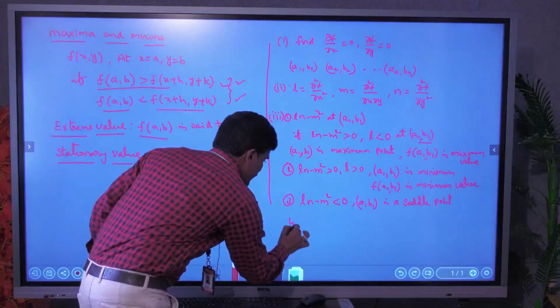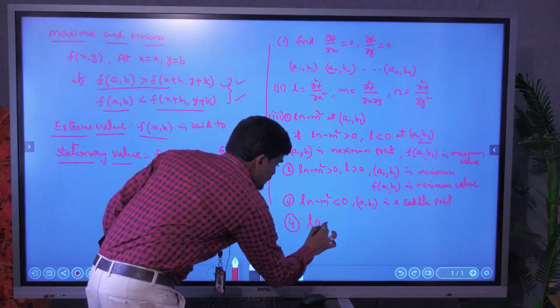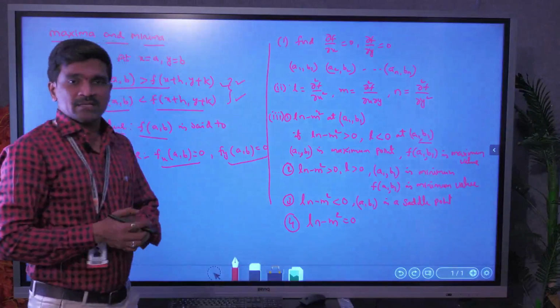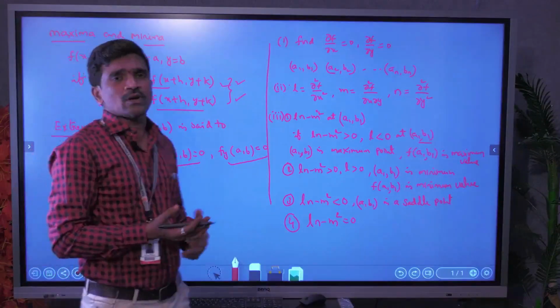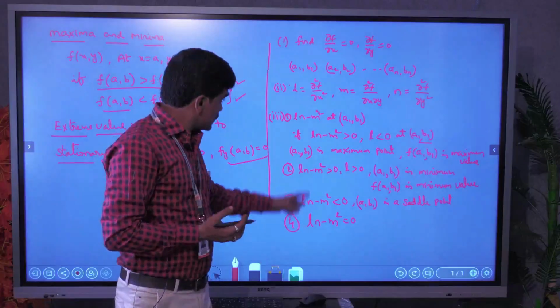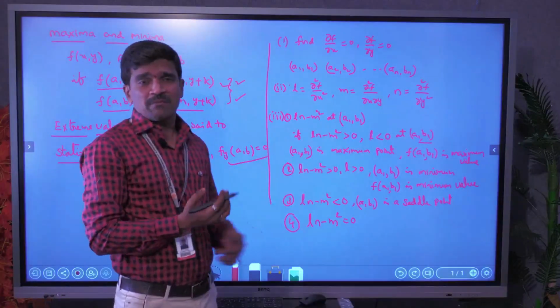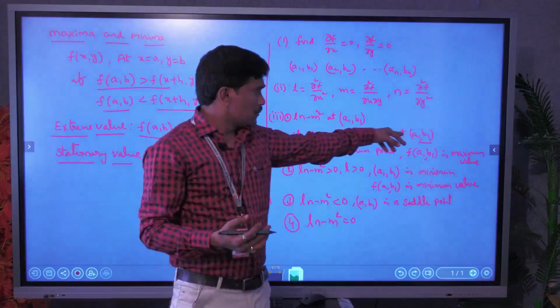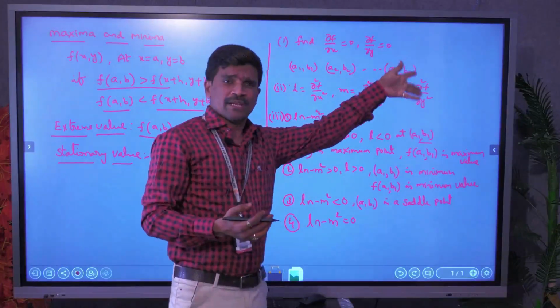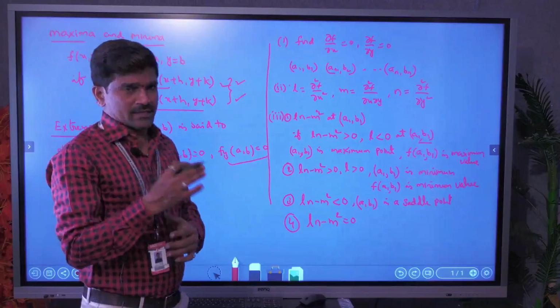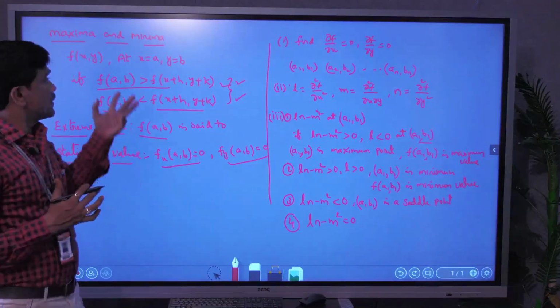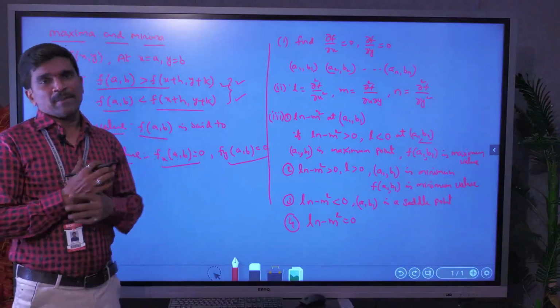Now the fourth case is ln minus m square is equal to 0. So ln minus m square is equal to 0, there is no conclusion, right? So these are the conditions to find maxima and minima. Similarly we can check the points a2 b2 and so on, up to an bn, right?